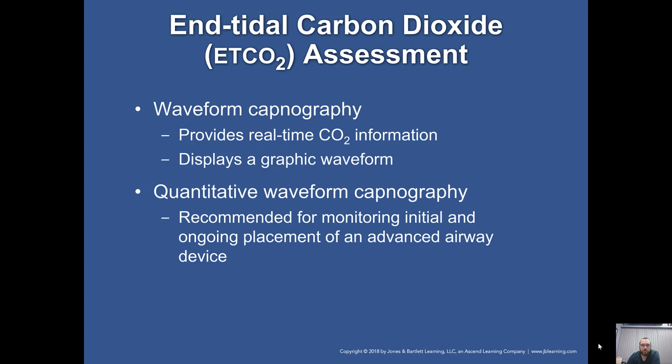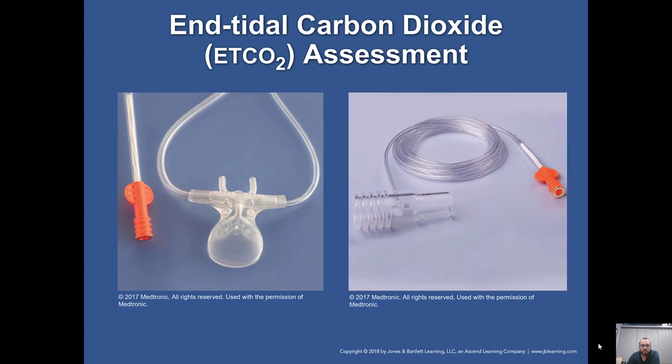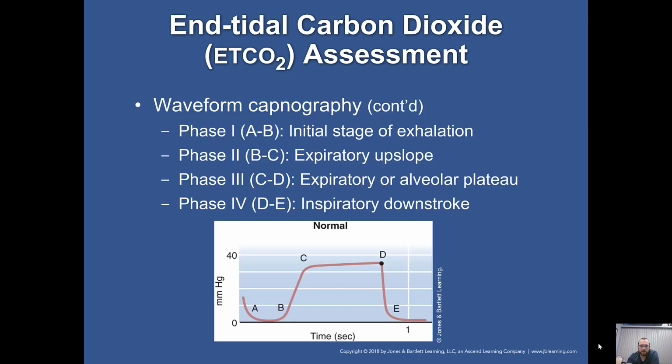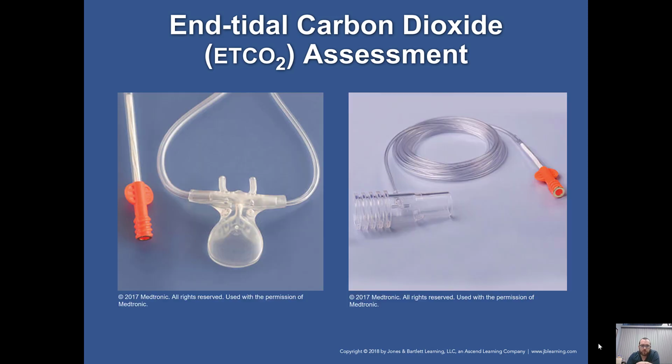All right. Waveform capnography will actually give us a waveform like that. There's two types, right? One of them is a little nasal cannula type adapter. That's for your spontaneously breathing patients. It can tell us certain information. The other one, the one on the right picture there, is for an adapter placed on an ET tube, right? So that's the best. It's considered the gold standard of continual monitoring of tube placement, right?